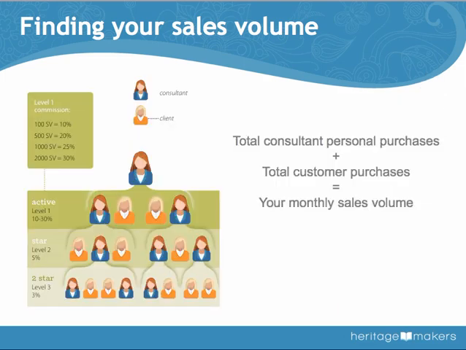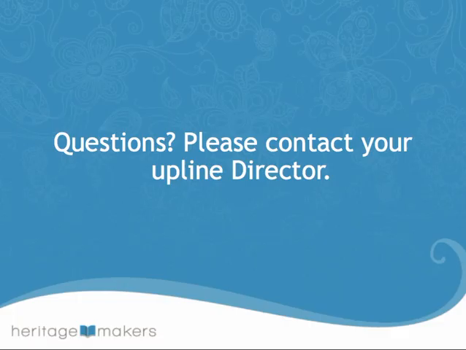So after you've run both of those reports, you add up your total for your consultant personal purchases, you add up your total for your customer purchases, and that equals your monthly sales volume. If you want to find out how much money you're going to make on those commissions, then all you have to do is decide, okay, how much have I sold this month? If I've sold $100 or more, I get 10%. If I've sold $500 or more, I get 20%, and 25 and 30 depending on what you've sold. So that's how you find your sales volume.